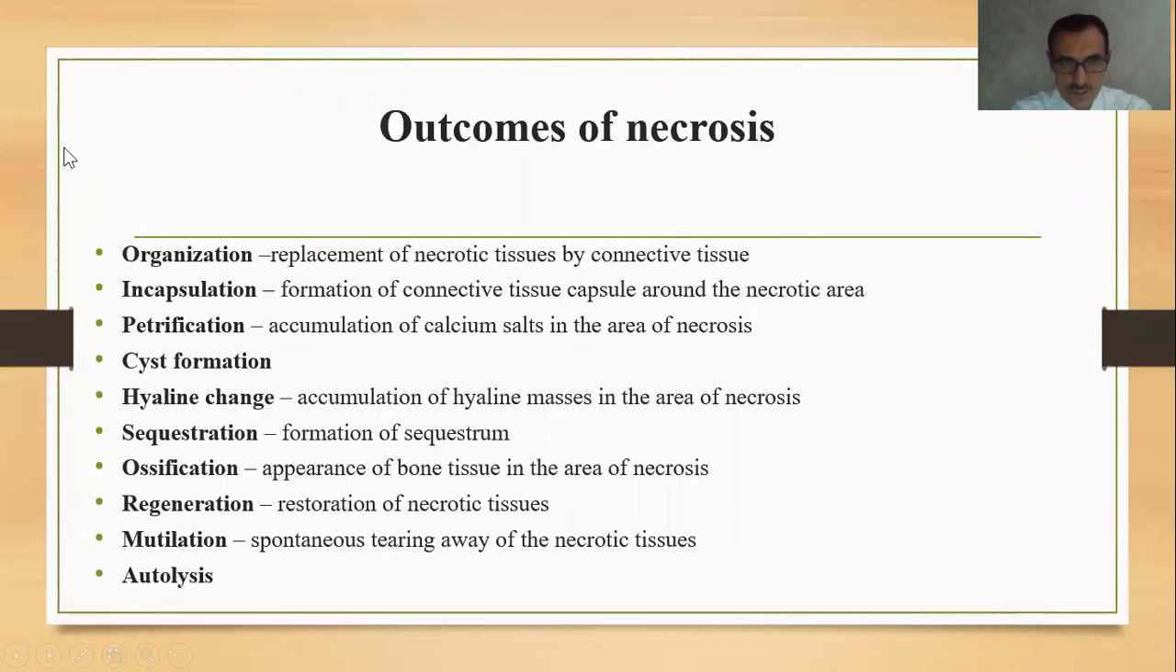Outcomes of necrosis. First, organization, that is meaning the replacement of necrotic tissues by connective tissue. Encapsulation, formation of the connective tissue capsule around the necrotic area. Petrification, accumulation of calcium salts in the area of necrosis. Cyst formation, as we said, in the wet or liquefactive necrosis of the brain. Hyaline change, accumulation of the hyaline masses in the area of necrosis.